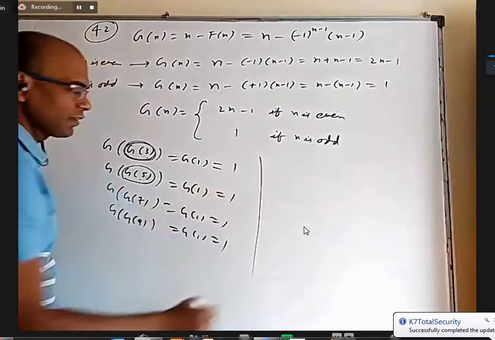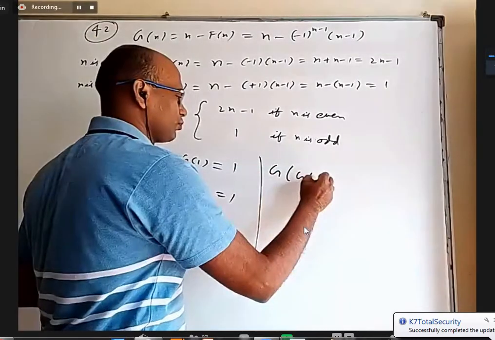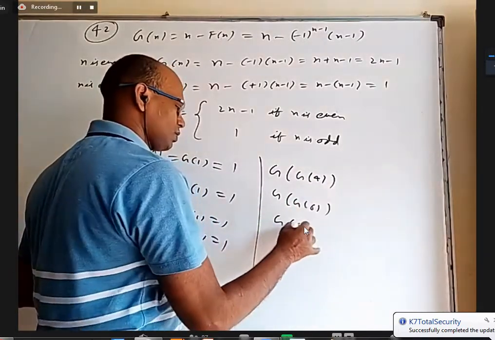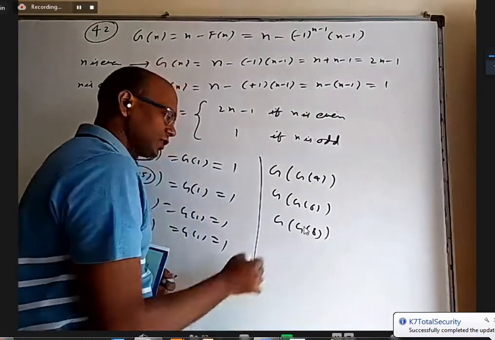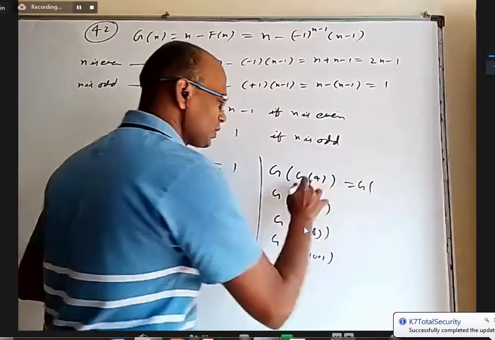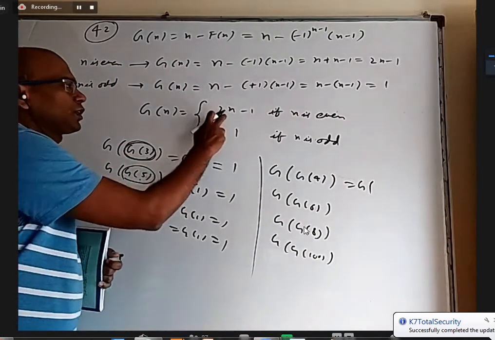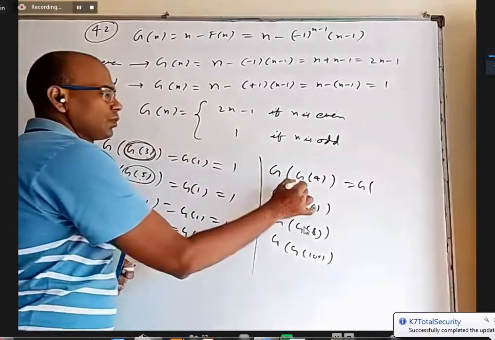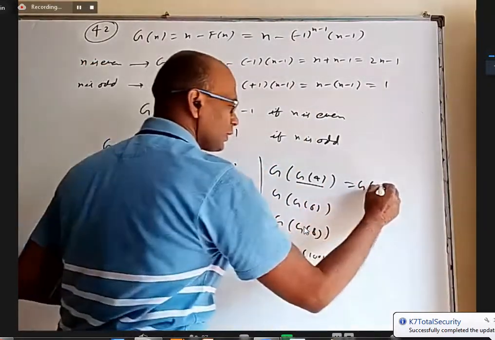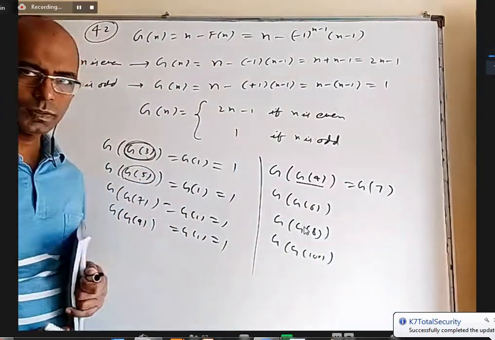Let us say when you take an even number, what happens? What is g of 4? Or g of 6 or g of 8 or g of 100. Let us see what happens. What is g of 4? 7. You have to put in this, not in this. So if you want g of 4, you have to use the even definition. 2 into 4 minus 1, it will be 7. Because 7 is odd, what will g of 7 be? 1.